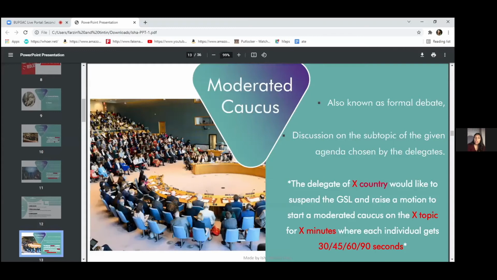In UNA USA, it is specially called moderated caucus because the dais members will be moderating it. The dais members shall be listing the delegates' names who shall be speaking. Obviously, you have to raise your placard if you want to speak and be recognized. So remember the placard. However, in a virtual session, you raise your hand or do some symbols or whatever the dais members tell you to do. In a moderated caucus, let's say there's an agenda, right?